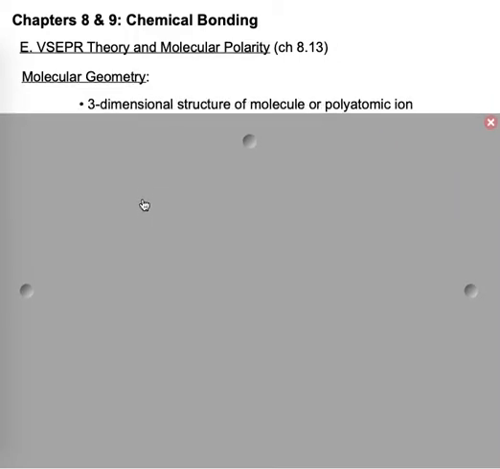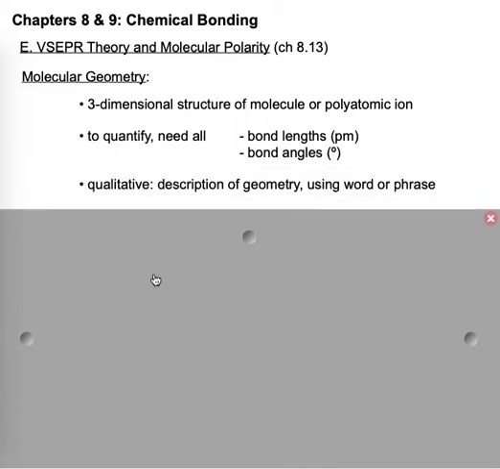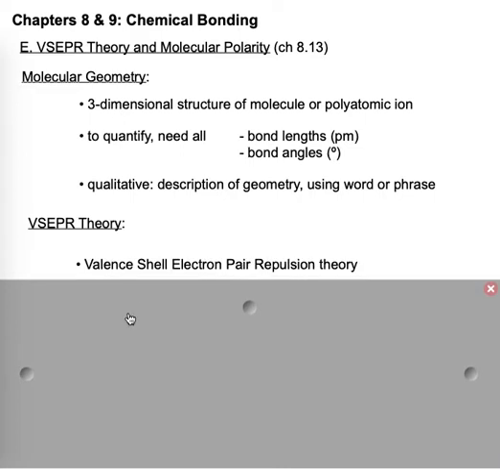Molecular geometry is the three-dimensional structure of a molecule or polyatomic ion. And if we want to quantify the precise structure of a molecule, we need all of the bond lengths in picometers and all of the bond angles in degrees. However, in this video, we're going to be focusing on a qualitative description of molecular geometry using a word or phrase. And we will use a theory developed in the early 20th century called VSEPR theory, which stands for valence shell electron pair repulsion theory.